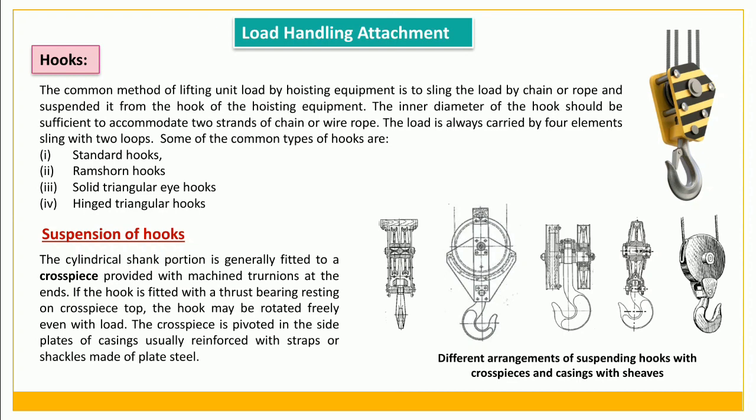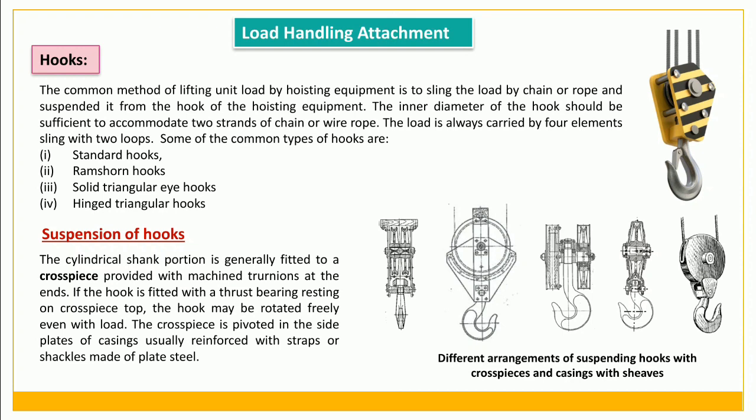Basically, there are standard hooks, which are the most commonly used hooks and have a single curved form. Then there are ramshorn hooks, which have two horns like those of a ram. Then solid triangular hooks, which are used in cranes of capacity over 100 tons. Then there are hinged triangular hooks, which are made up of a twin component and are much simpler to produce.